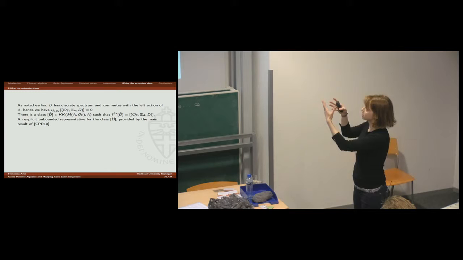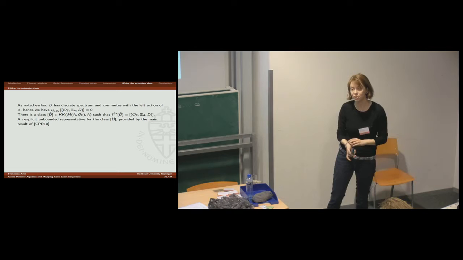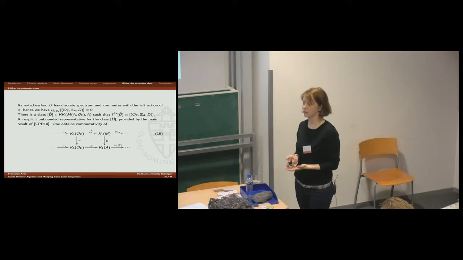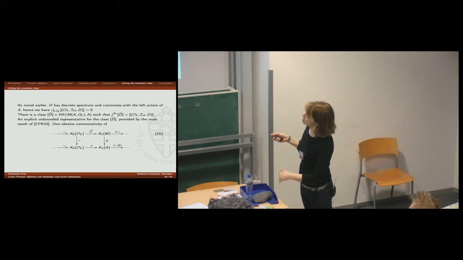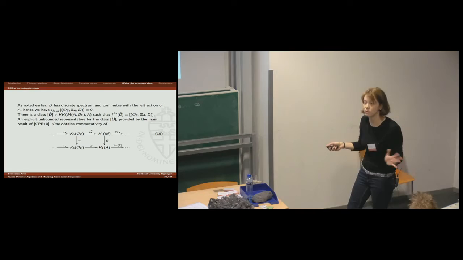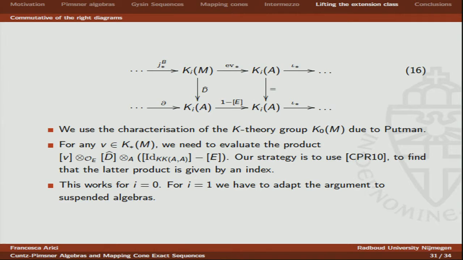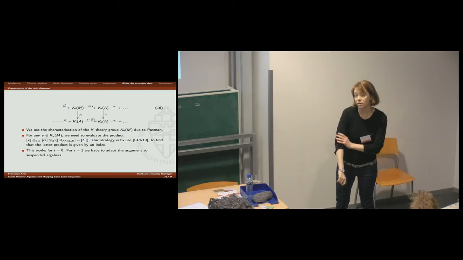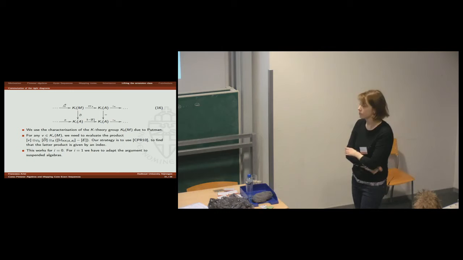So this is what we need, because it's a class that sits in the right K-theory group, and what we did was proving that this class actually makes diagrams commute. The commutativity of this left side diagram was actually already in this paper, so we don't need to check anything. In order to deal with the other side of the diagram, we use the characterization of the K-zero group of the mapping cone that was given by Putnam in his paper.